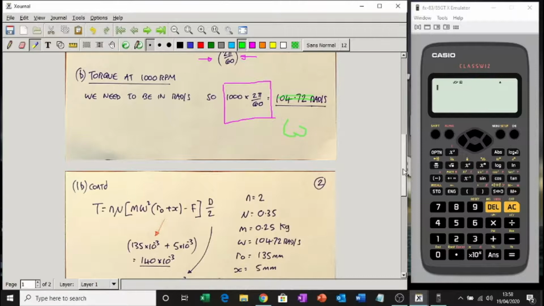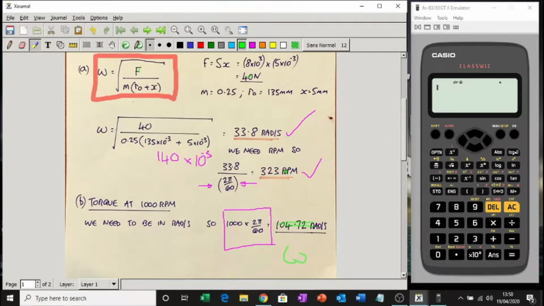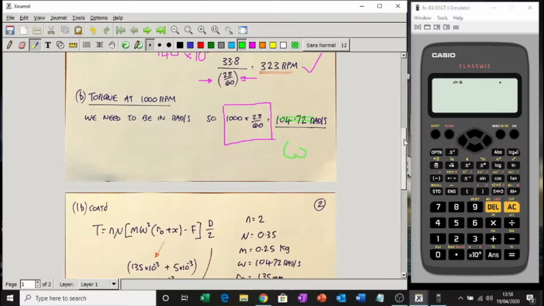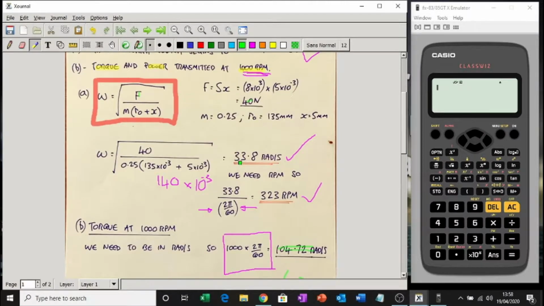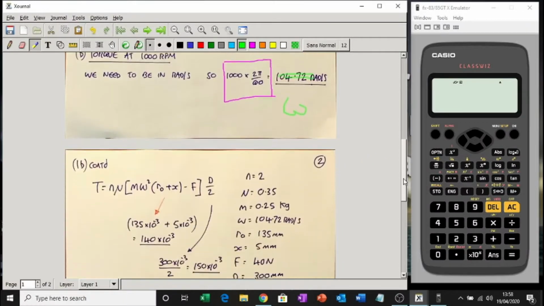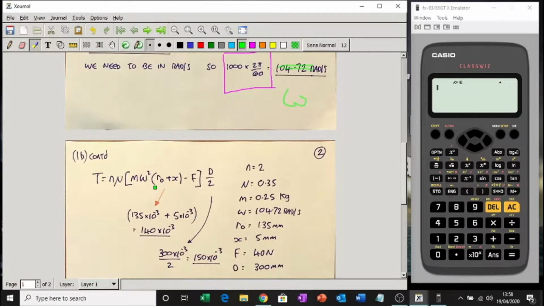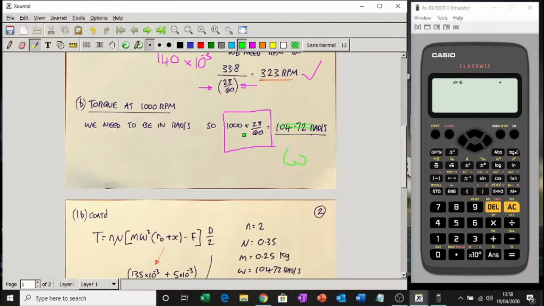If you wanted to work out the torque at another speed, you'd have to put that number in here. Obviously, it's got to be in radians per second. So if you wanted to work out the torque transmitted at 33.8 radians per second, you would put that number in there. In this case, it's going to be 104, because it's the torque at 1000 RPM, which is 104 rads per second.